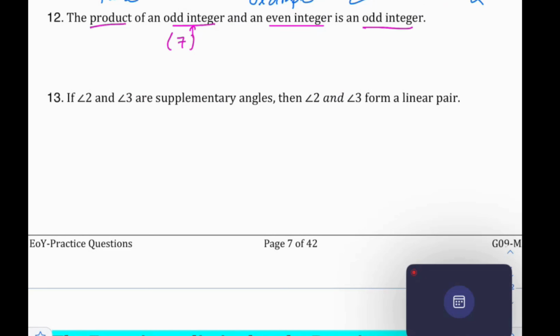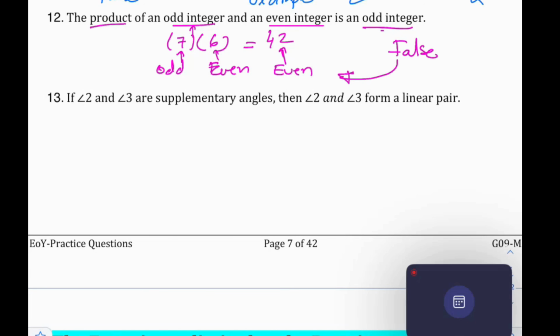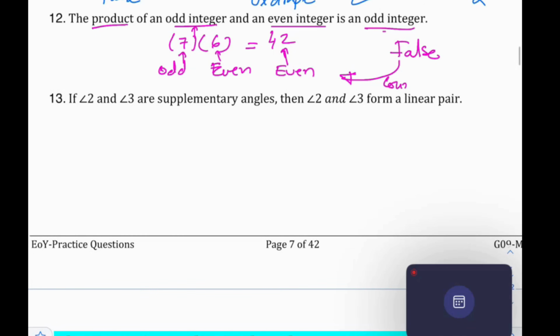Integers, by the way, not fractions. Even integer like 6. 7 times 6 is 42. While 7 is odd and 6 is even, the result is even. The product is even, and he said the result is odd. This is enough to prove that his conjecture is false. So his statement is false, and this is the counter example.